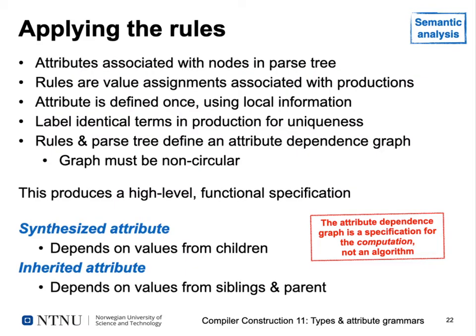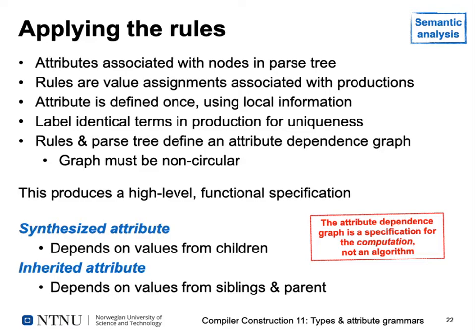So what you have are attributes associated with nodes in parse trees, and the rules are value assignments associated with productions. An attribute is usually defined once using some local information in your node, and when you want to apply the rules, you should label identical terms in the production for uniqueness. And the rules, together with the parse tree, define this attribute dependence graph.